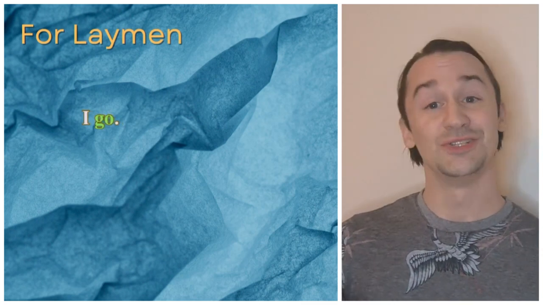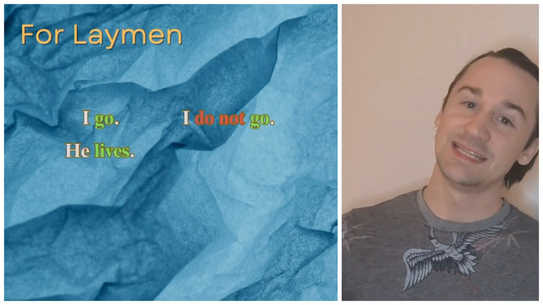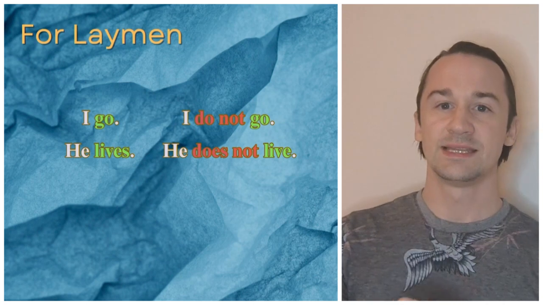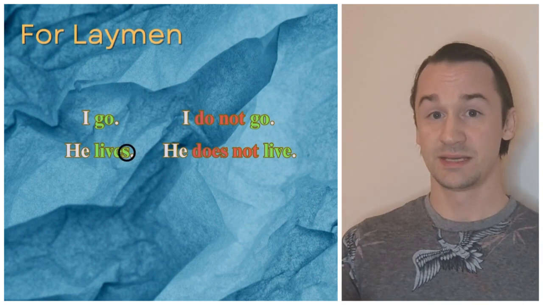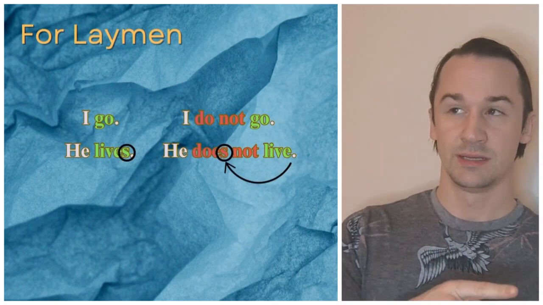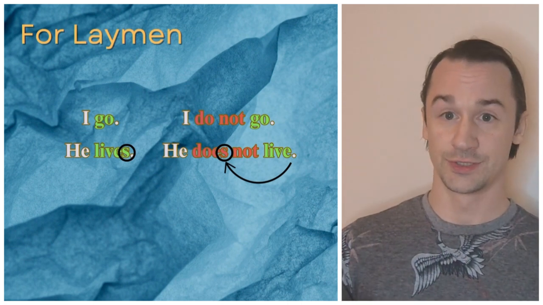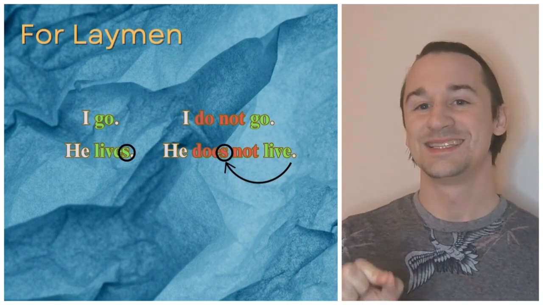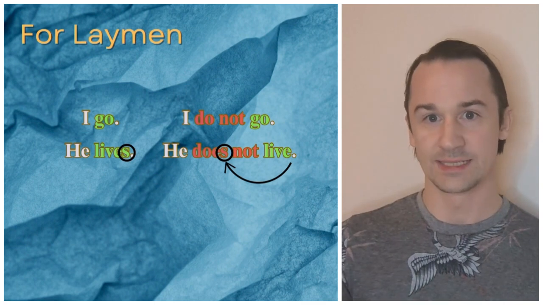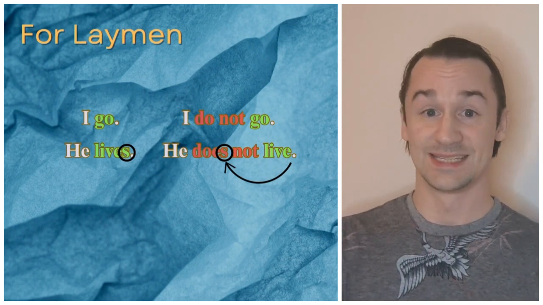I go, I do not go. He lives, he does not live. Notice the S of "lives" moves to "does," because the first verb needs to agree with the subject. It comes naturally with native speakers, but this is really a whirlwind for English learners. Also, I haven't used a single contraction like "don't" or "can't" in any of these examples because that's a different conversation altogether.